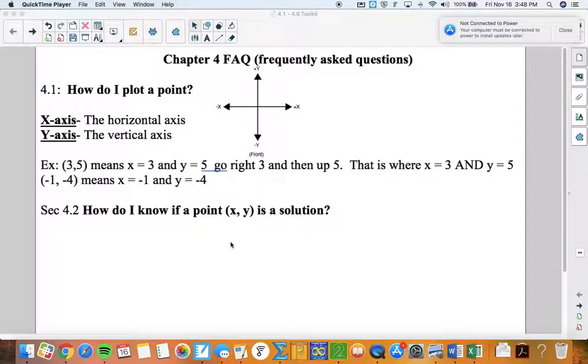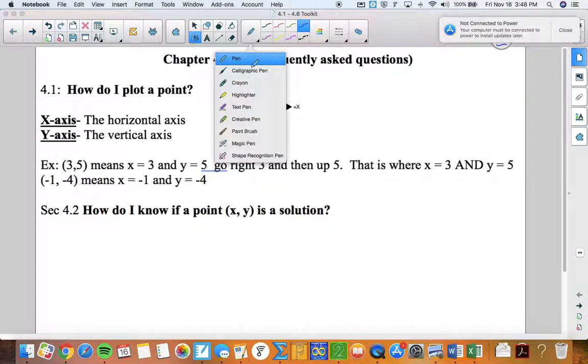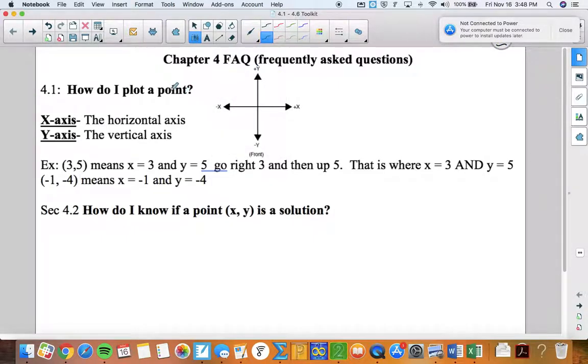Hello, this is Chapter 4, Frequently Asked Questions. Let's take a look at some of those frequently asked questions. First question, how do I plot a coordinate pair? How do I plot a point?